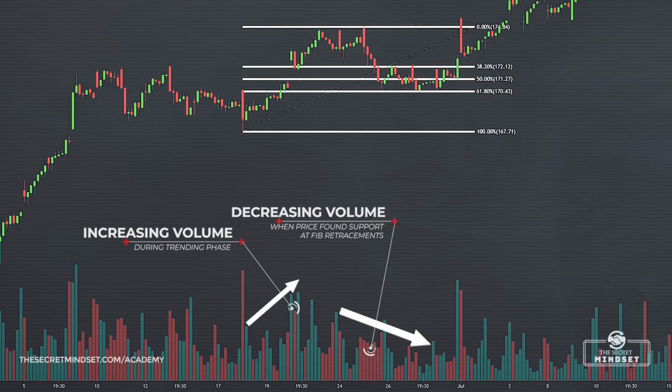This doesn't mean people are not interested in the stock. It means that there are fewer sellers pushing the price lower. This is where buyers come in and accumulate shares in anticipation for the rally higher. High volume after the rejection of a Fib level represents a very good sign.